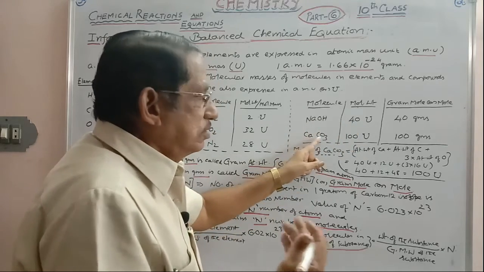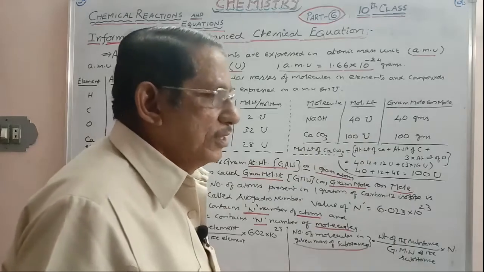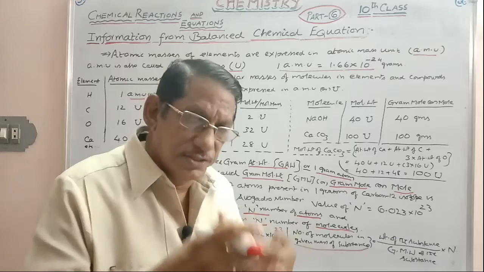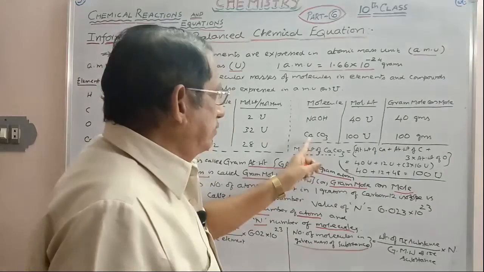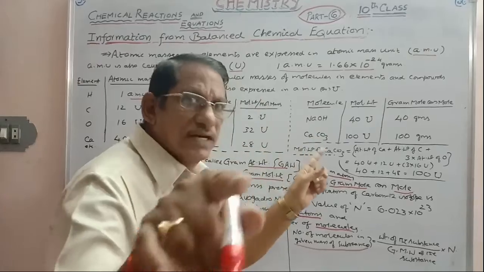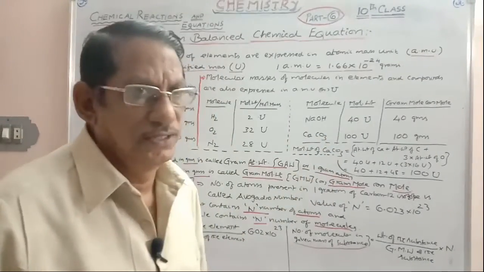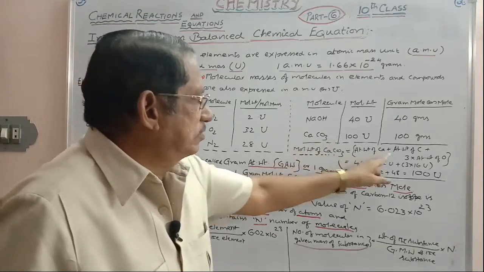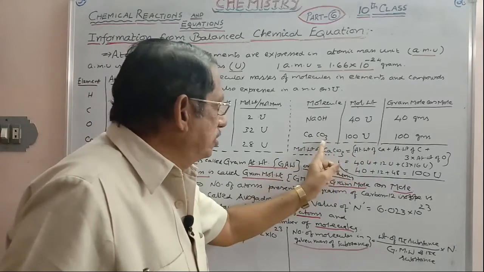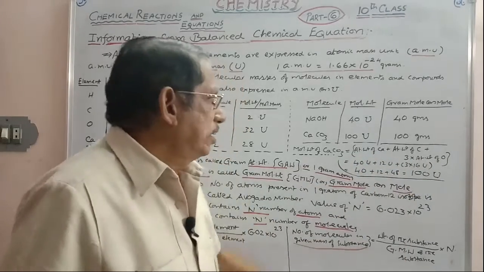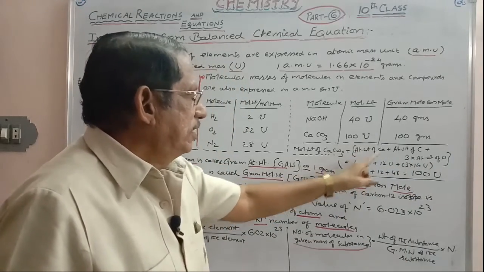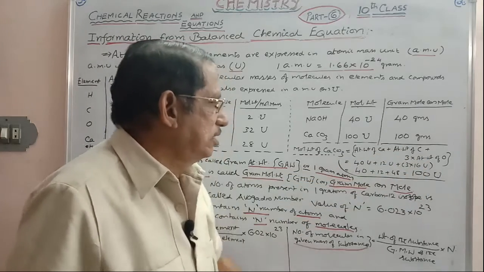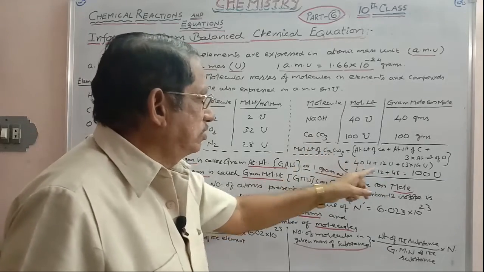Calcium carbonate, molecular weight is 100 U. How is the molecular weight obtained? By the sum of the additions of the atomic weights of all the atoms present in the single molecule. So, calcium carbonate contains 1 atom of calcium, 1 atom of carbon, and 3 atoms of oxygen. So, what is the molecular weight of calcium carbonate? Atomic weight of calcium plus atomic weight of carbon plus 3 into atomic weight of oxygen. Atomic weight of calcium is equal to 40 U. Atomic weight of carbon is equal to 12 U. Atomic weight of oxygen is equal to 16 U, multiplied by 3. If you sum up these values, its molecular weight is equal to 100 U.